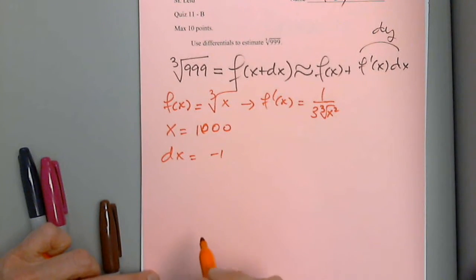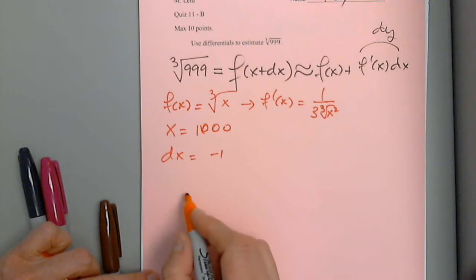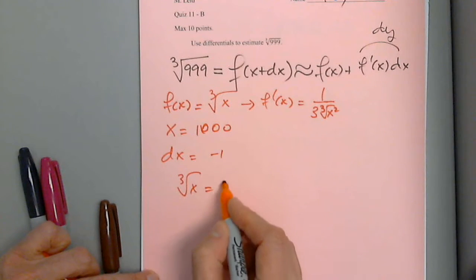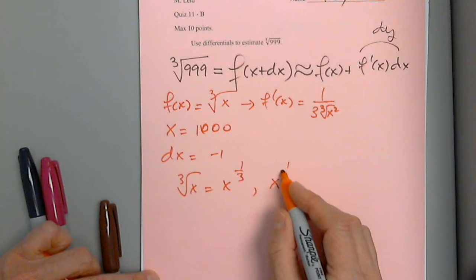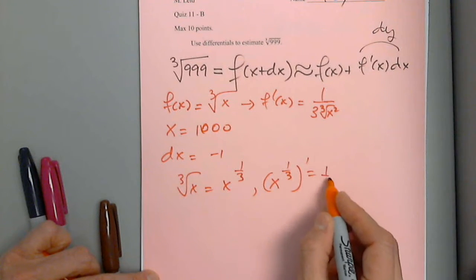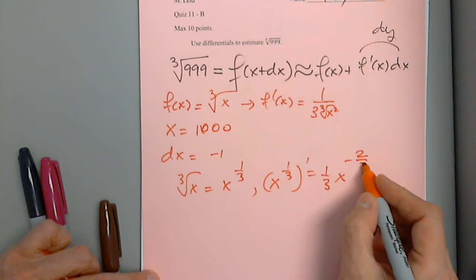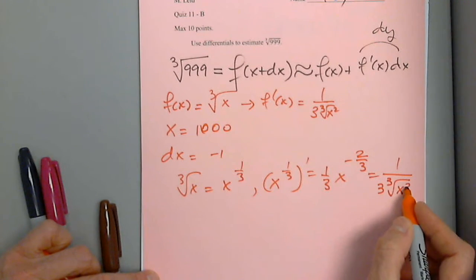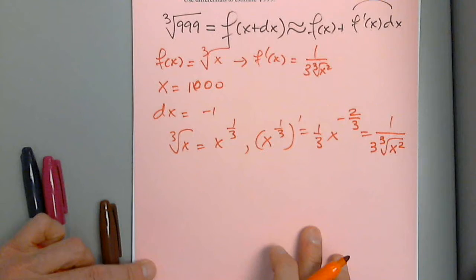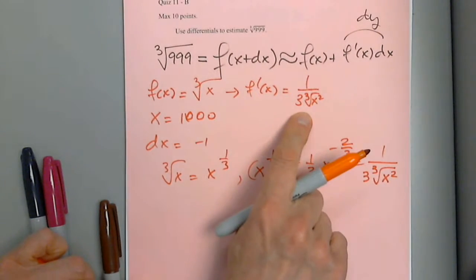Right? Do you need me to write that? Okay, so the cube root of x is x to 1/3. When we differentiate x to 1/3, we have 1/3 x to negative 2/3, which changes into this, the cube root of x squared. So that's how we get that.